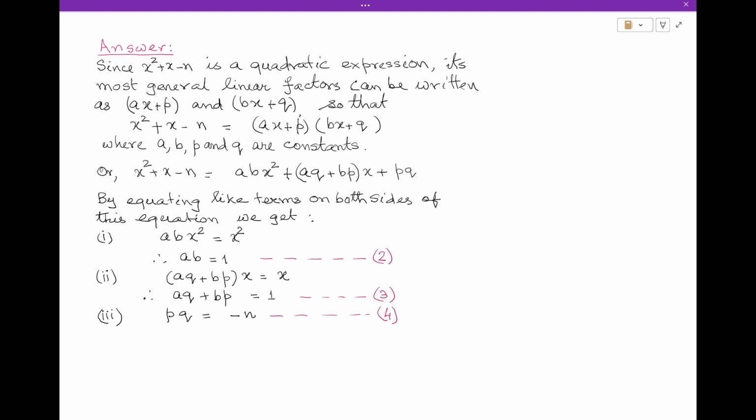Now, there is an x square term here, and an x square term on the right hand side. There is an x term here, and an x term in the right hand side. And this is a constant term, and there is a constant term here. So, by equating like terms on both sides of this equation, we get abx square is equal to x square, or ab is equal to 1. Let us call it equation 2.